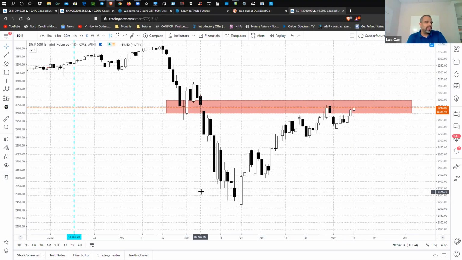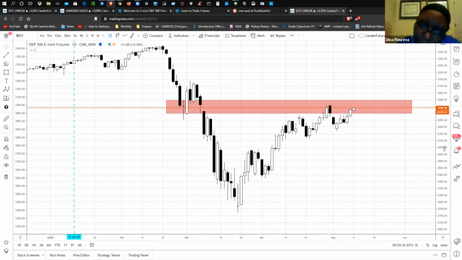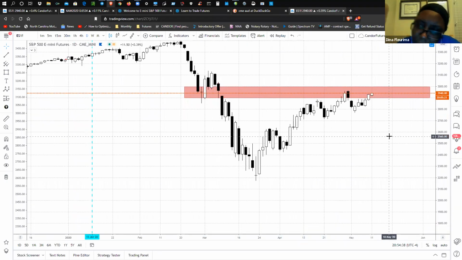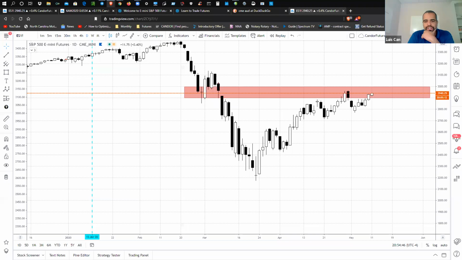Now, let me ask you a question. Why did you make the paint box that width? Couldn't you shrink it down a little bit more? Good question. This is why.